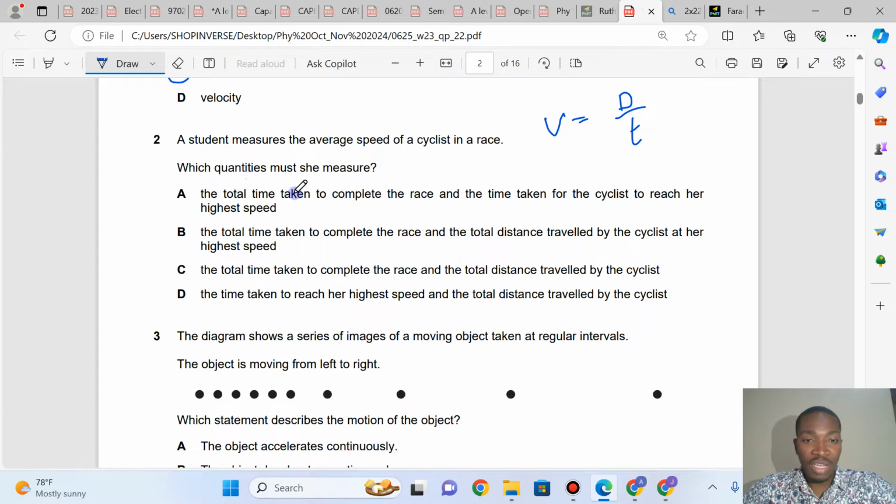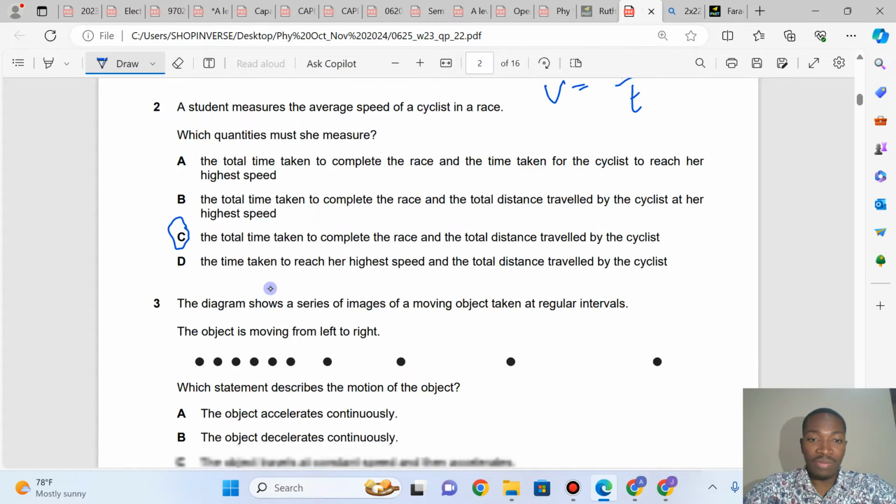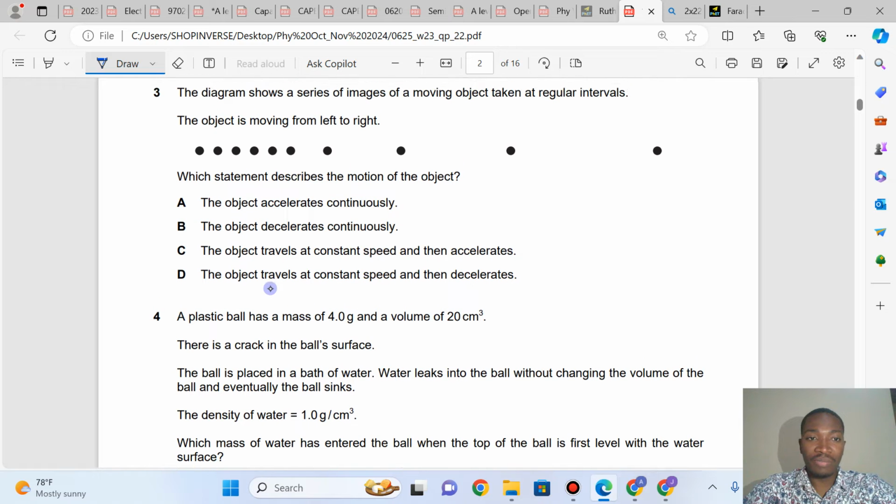So, total time taken to complete the race and the time taken for the cyclist to reach a higher speed. No. Total time taken to complete the race and the total distance traveled by the cyclist at a higher speed. No, not higher speed. Total time taken to complete the race and the total distance traveled by the cyclist. Yes, total distance and total time taken for the cyclist throughout the journey. Okay, we don't need option D.